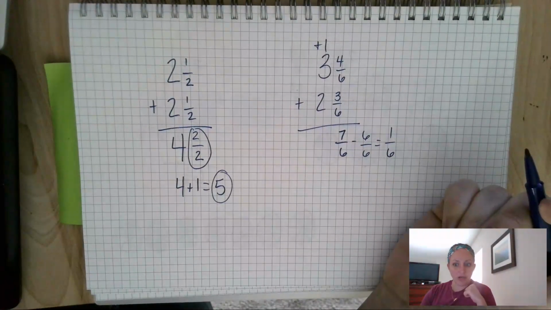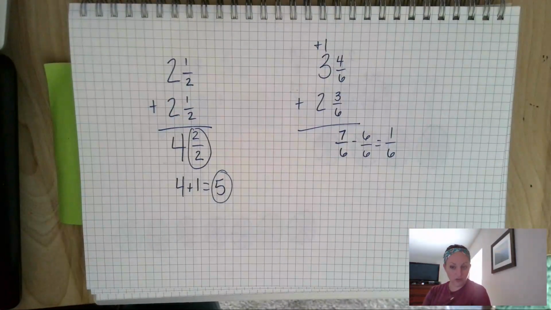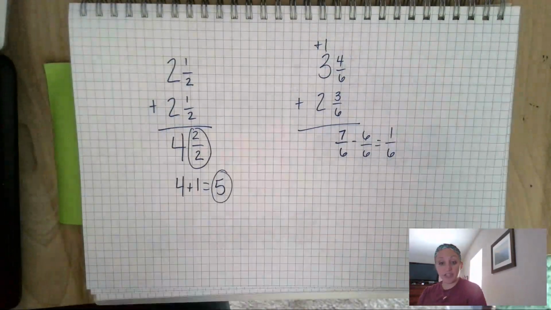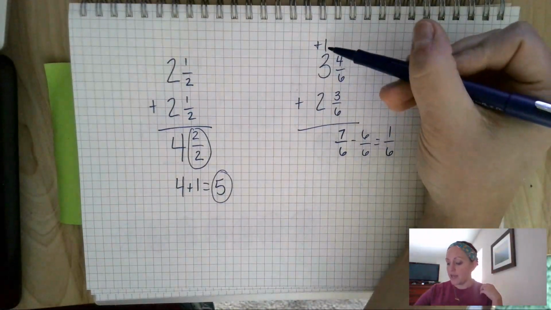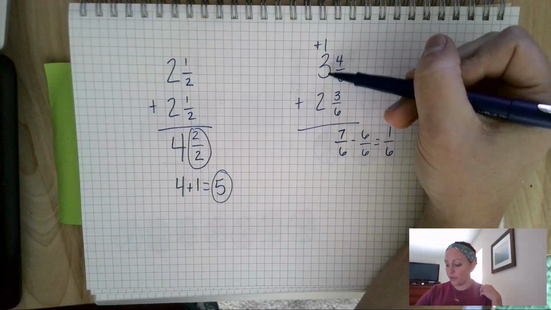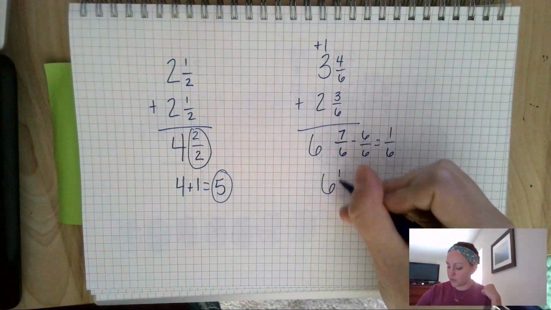Maybe that's an easier way to do it for you. And you can do it that way too. You can do it at the end like I showed you in the very first problem. Or if you're noticing it as you go along, regroup right away. It makes it a little bit easier on you, right? And then you have 1 plus 3 is 4, 5, 6. So we're left with 6 and 1/6.